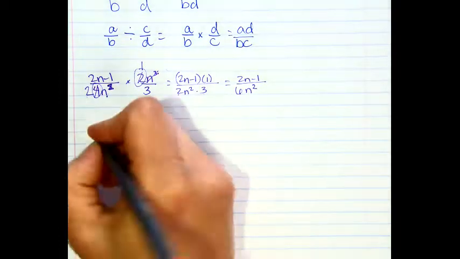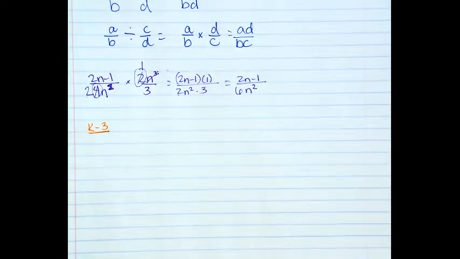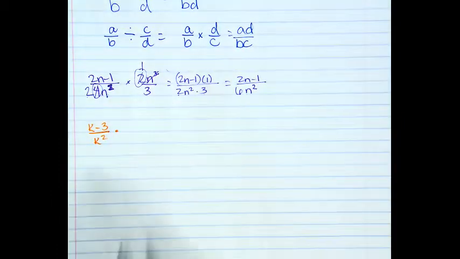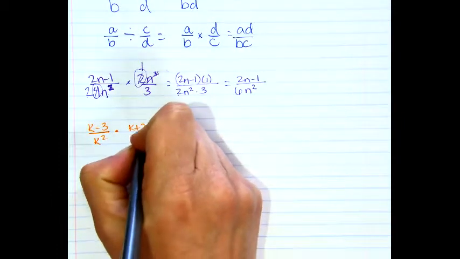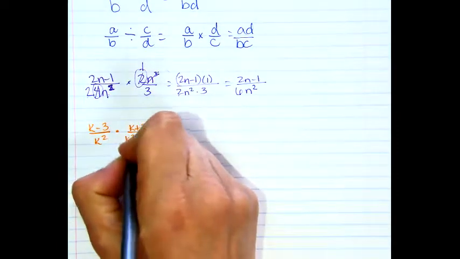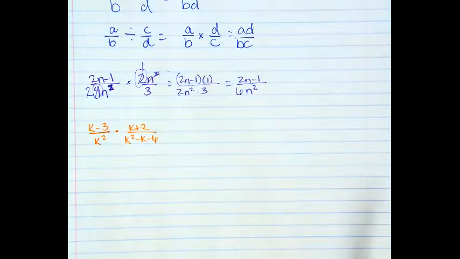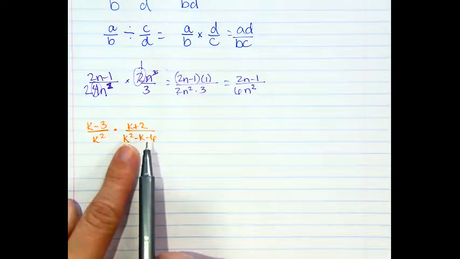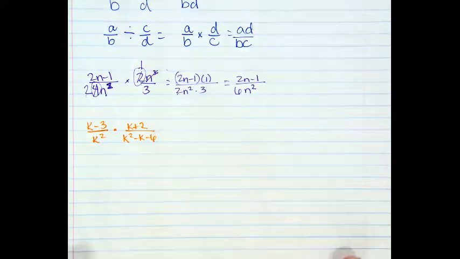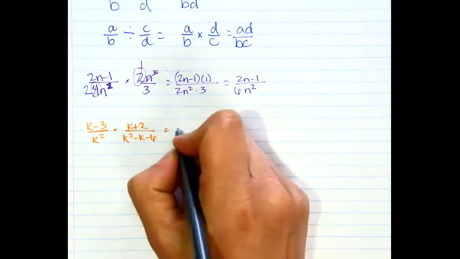The next example is k minus 3 over k squared times k plus 2 over k squared minus k minus 6. And now it might not seem like something you need to do, but we actually are going to want to factor this. So again, if you are not solid on your factoring, this is definitely going to be the chapter where you get that figured out.